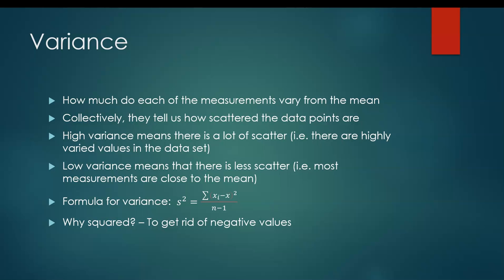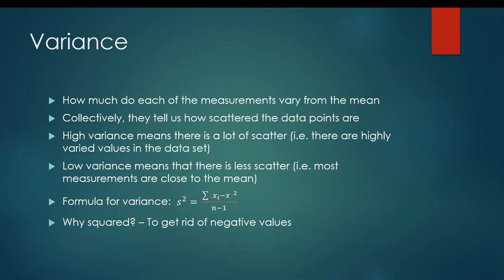And let's talk about variance. Variance, in the simplest terms, is how much your data points vary from the mean. So how much does each of your measurements vary from the mean? This is an important measure because it tells us something about our data set. It tells us how scattered the data points are.